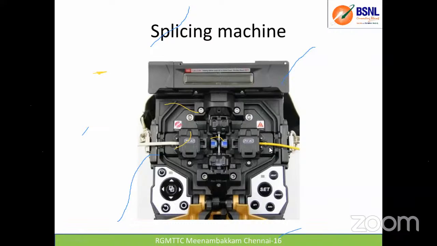Whatever fibers are to be spliced, this is the center point. We can open this end and we can open this end. This is one fiber and this is another fiber. First they remove the entire outer layer of each fiber until only the center part remains, and they place one end of the fiber in this end and the other fiber in the other end, up to the tip of this needle. Then we can close this machine.